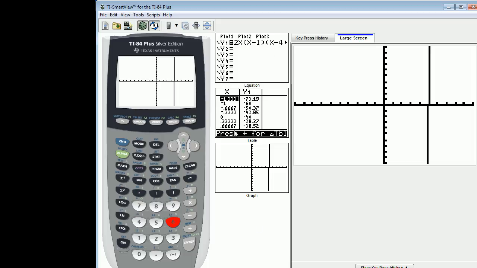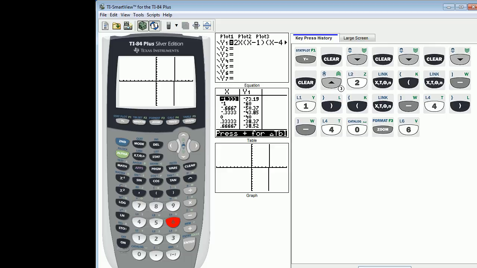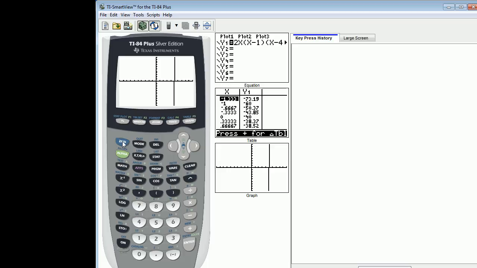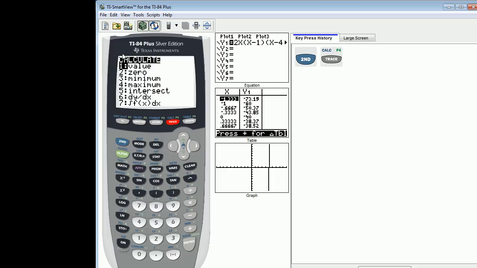All right, so what you do is you hit, let me clear my key history here so it'll show up, the second button right here, that's now red, and trace for calculate. Which one of these do you think we're going to choose? 2, because we're looking for the zeros of the function. So I'm going to choose 2.